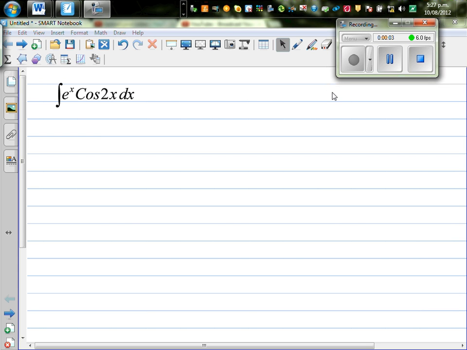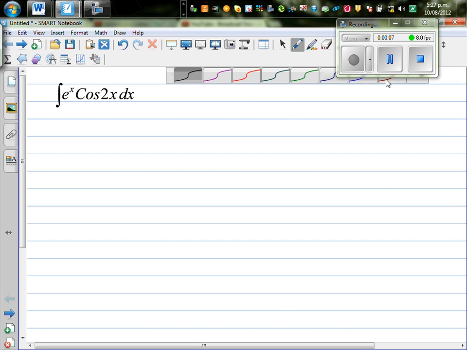Integrate e to the power x cos 2x dx. Now, this is an example of integration by parts. As you can see, you can't do any substitution which will help you to integrate this integral. So let me explain integration by parts, which has actually come from the product rule.